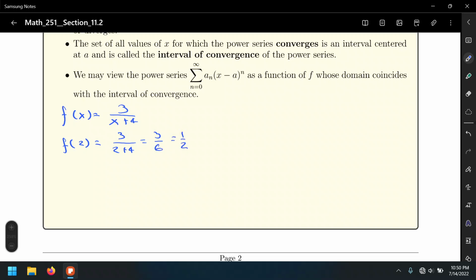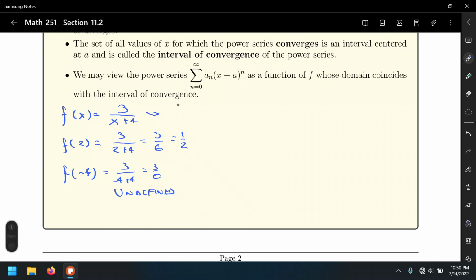And then what about f of... no, not f of 2, I mean f of -4. That's 3 over -4 plus 4, and that's 3 over 0. What's this? Isn't this undefined? So in a way, what we want to find here is the domain of the function.